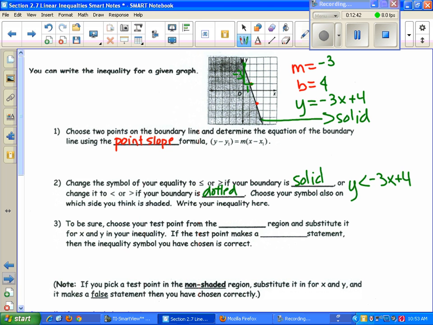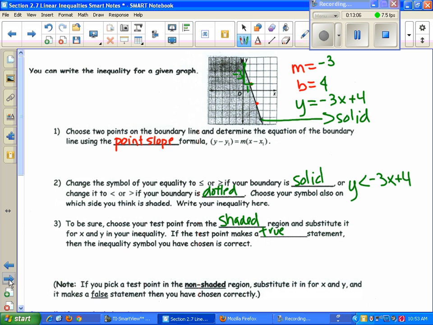So in order to double check my equation to make sure that I pick the right one, I'm going to choose a test point from the shaded region and substitute it in for x and y into my inequality equation. And if the test point makes a true statement, then the inequality symbol you have chosen is correct.